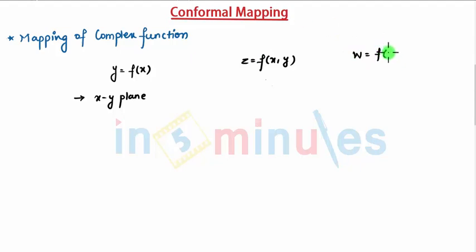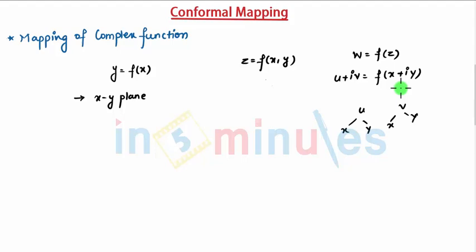When you think about w is equal to f of z, that means w is nothing but u plus iv, and f of z means f of x plus iy. So that means we have to represent four variables. Here we have two independent variables and two dependent variables. So u is dependent on x and y, and v is dependent on x and y. So x and y are independent variables and u and v are dependent variables. When we want to represent these four variables graphically, obviously we'll need four-dimensional space.